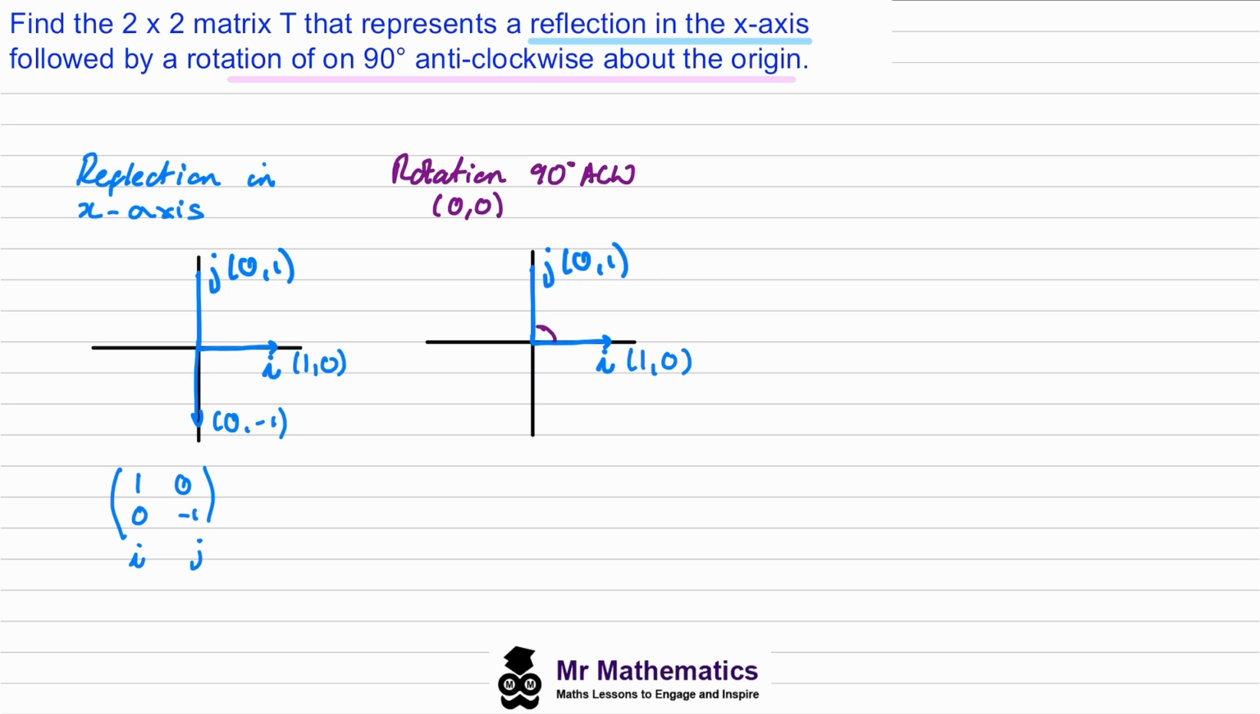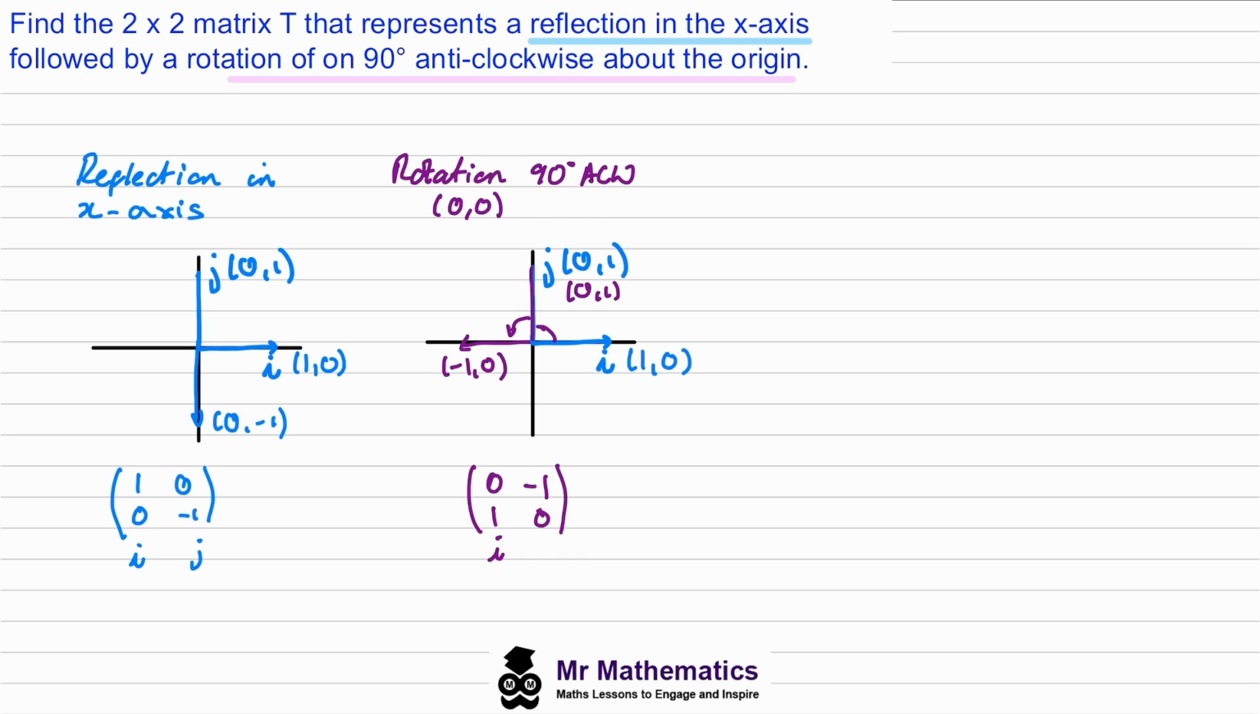And then for our rotation matrix, if we rotate this i component 90 degrees anticlockwise, then this is rotated to where j currently is at 0 and 1. And when we rotate the j component anticlockwise about the origin, this is rotated to -1, 0. So this gives us a rotation matrix of the image of i, so 0, 1, and the image of j, -1, 0. So now we have our two separate transformation matrices. We can combine these together to find matrix T.